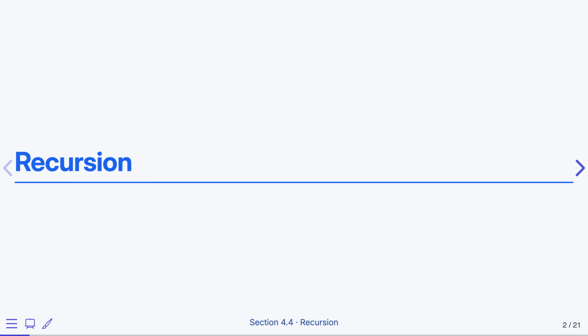We ask a surprising question. What happens when a function calls itself? The answer is one of the most important ideas in computer science. It is called recursion.